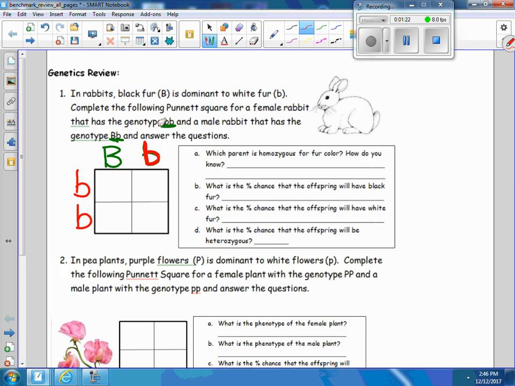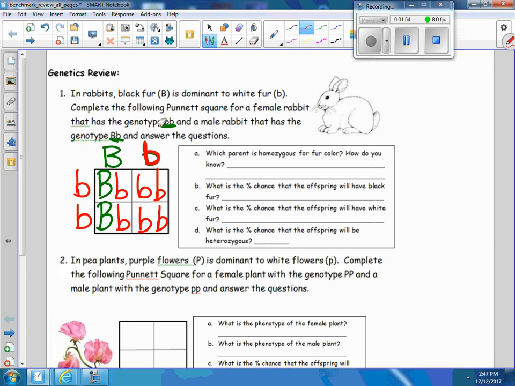All right, what do I do now? What do I need to do for this Punnett square? What do I do to complete it? I have to pull down the genes. So this one goes down, big B, big B. I'm going to pull down the genes, little b, little b. Then I pull across the genes. This one goes across to here, and here, and here. So we have our Punnett square complete. Now we look at the questions.